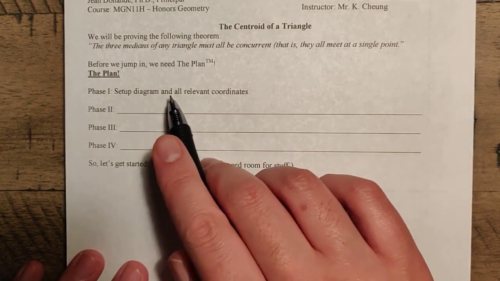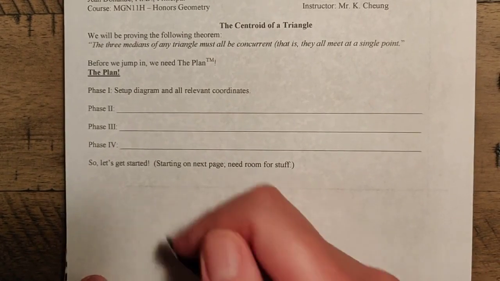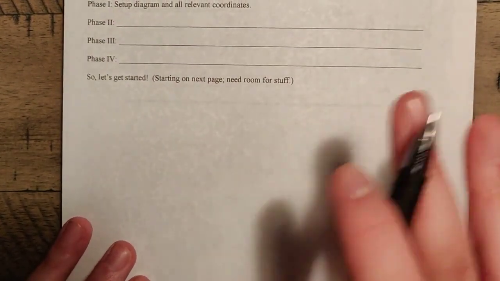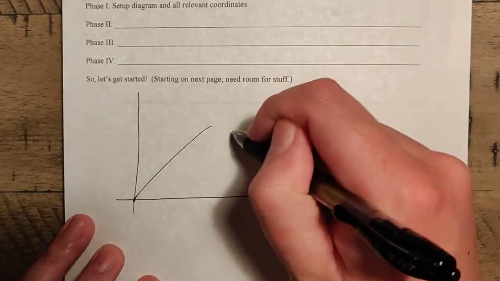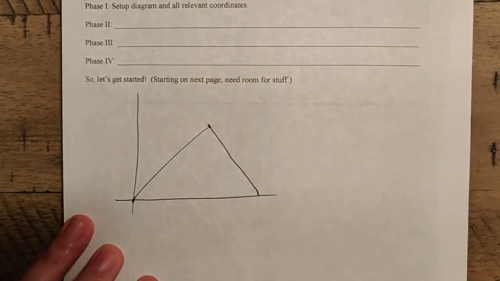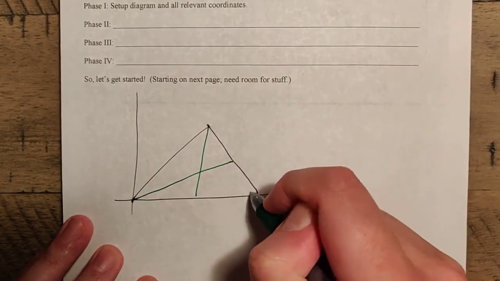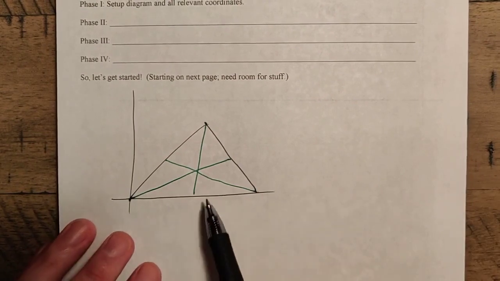The first thing we're going to do is set up a diagram and all relevant coordinates to make things as easy as possible for us. I'm just going to do a really brief sketch of this here. We're actually going to do everything else in a bit. So we're going to sketch a triangle. It's going to look something like this here. And then we're going to have our three medians. So this, and this. Because we're using algebra here, it makes sense for us to look at this case.